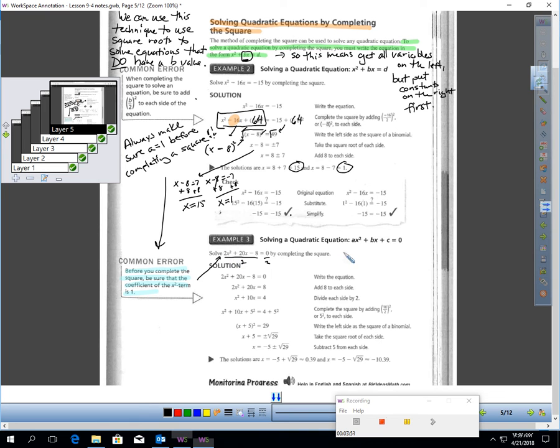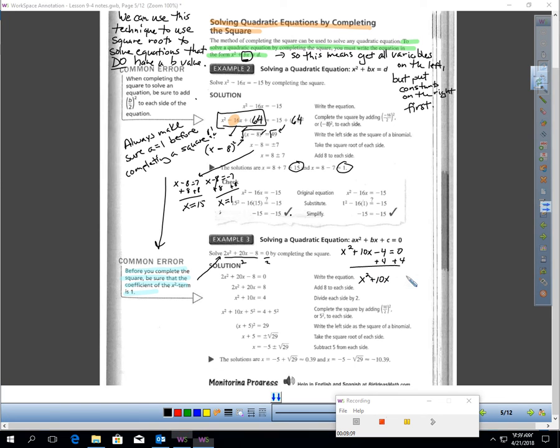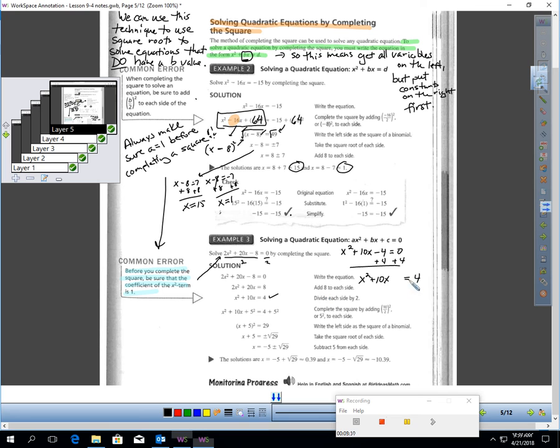So if I divide everything by 2 here, I get x squared plus 10x minus 4 equals 0. Then I'll add 4 to each side. So x squared plus 10x equals 4, which you see that agrees with the book. Now I got to complete the square. Take b, which is 10, divide by 2, that gives me 5, and square 5. If I add 25 here, I complete the square. Now don't forget, if you add 25 on the left, you got to do the same thing on the right or your scale's not balanced.